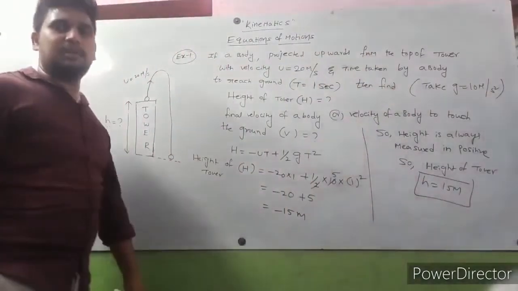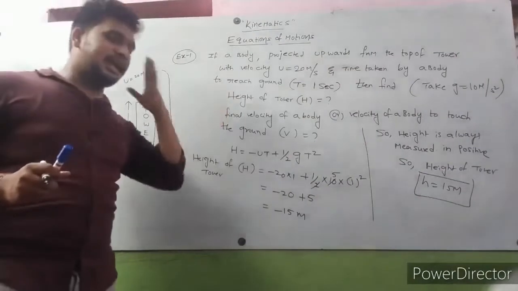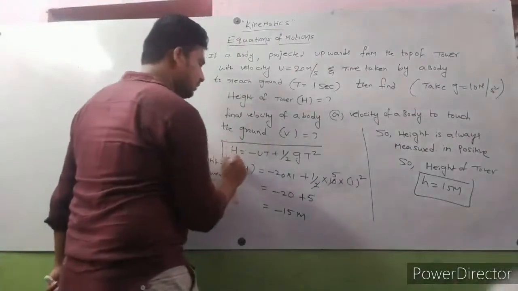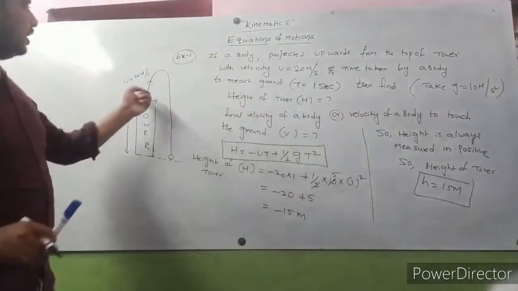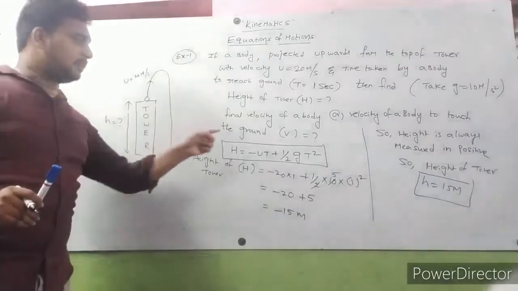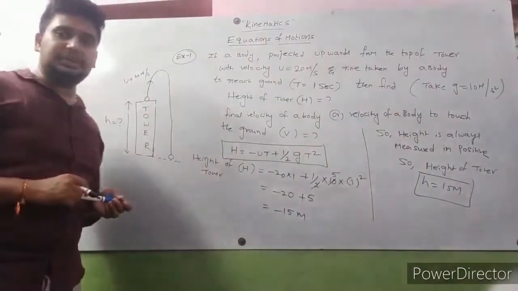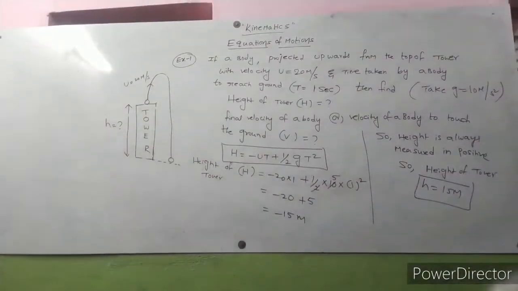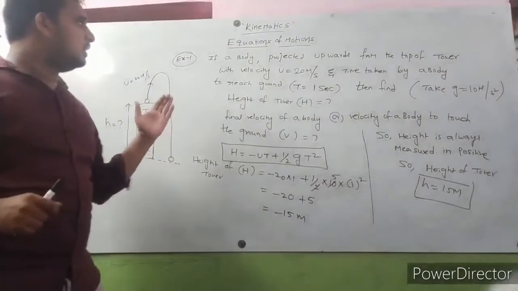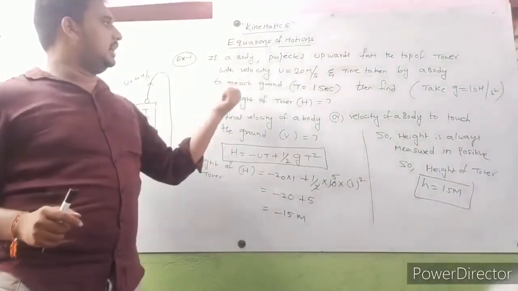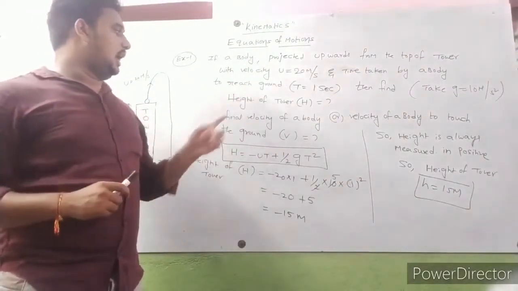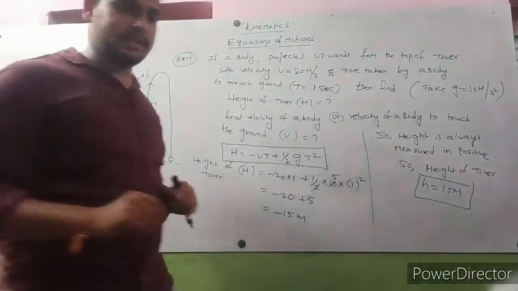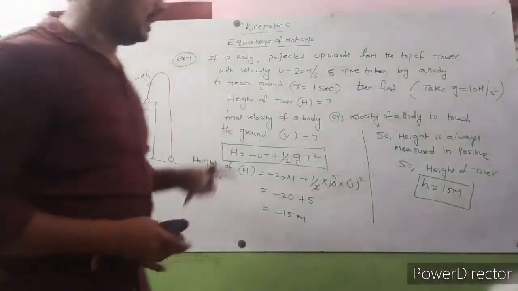The height of the tower, what we got now? 15 meters. So the height of the tower and the time of flight we are finding by using this formula. This formula is very, very important. Whenever problems ask like this, when a body is projected from the top of a tower, we apply this formula, h is equal to minus ut plus half gt square. Right. Next, what we need to find? Here we need to find the height of the tower and the final velocity of the body to reach the ground. So one part is completed here, the height. Next, what we need to find here? The final velocity.